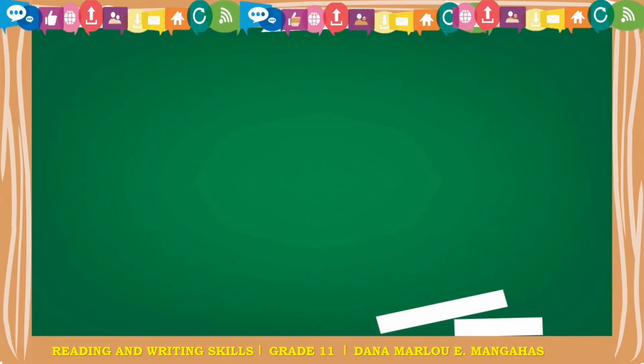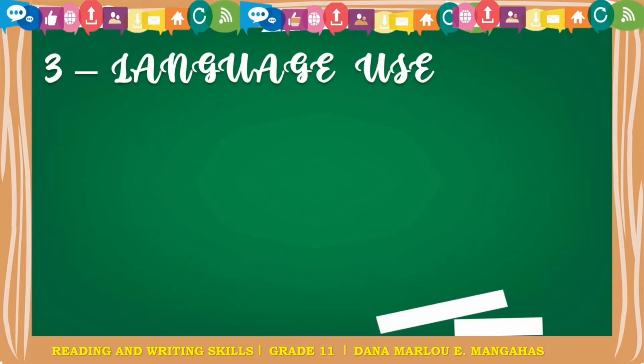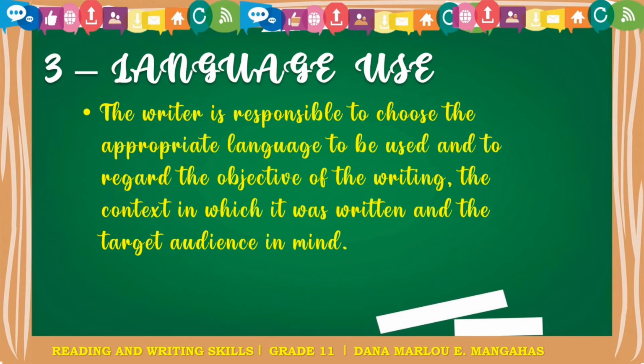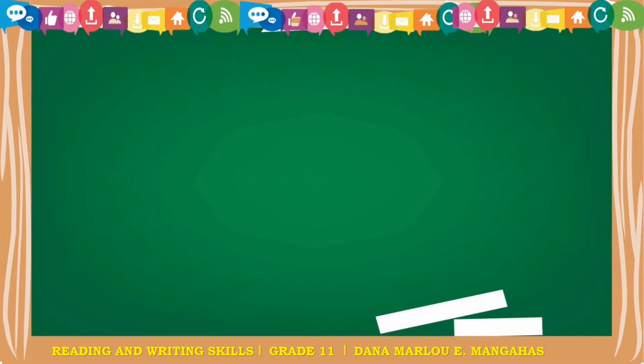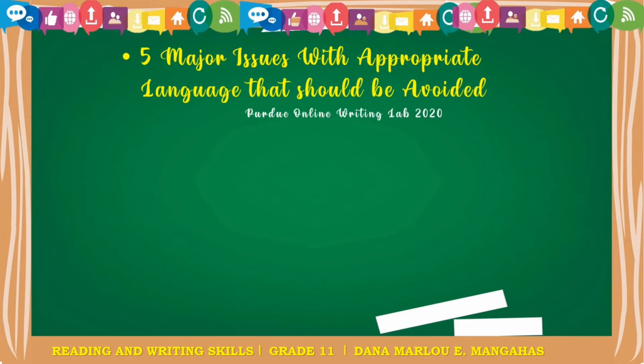The appropriate language to be used, with regard to the objective of the writing, the context in which it was written, and the target audience in mind, must be the next thing to consider. The third property is language use. There are 5 major issues with appropriate language that should be avoided in an effective and well-written text, as identified by Purdue Online Writing Lab 2020.